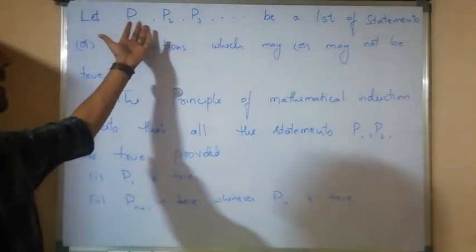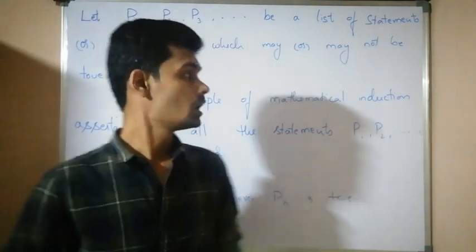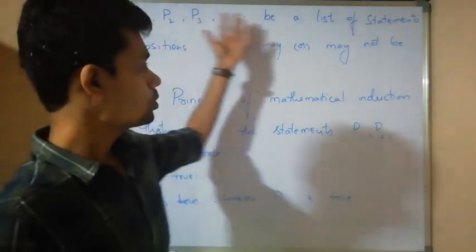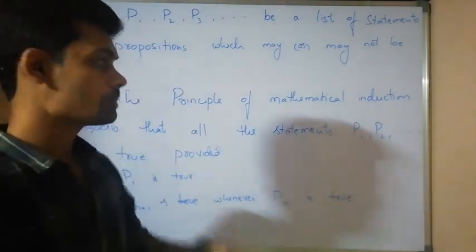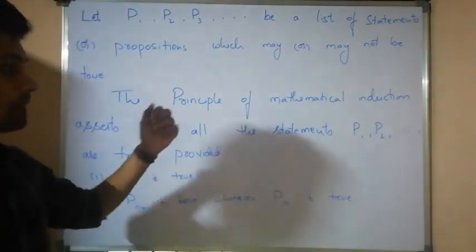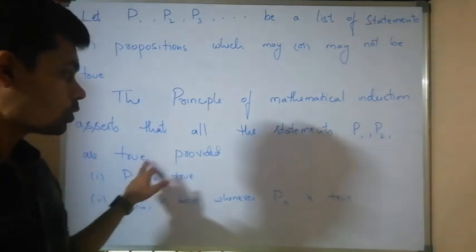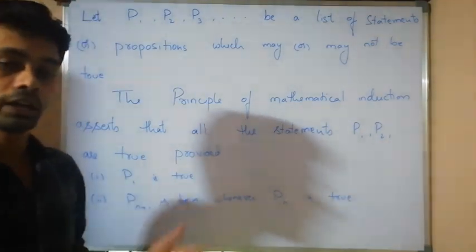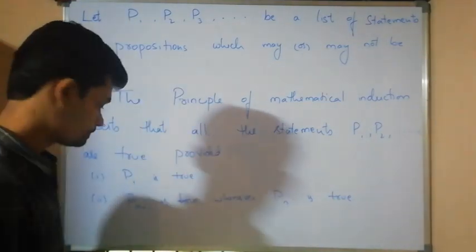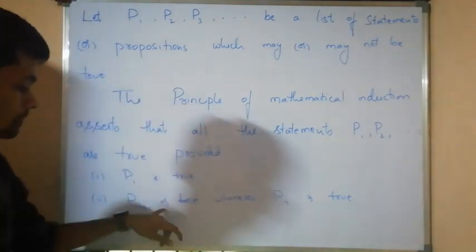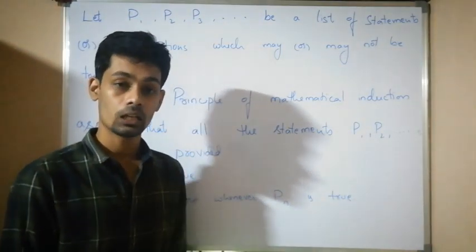What I did, I considered some list of statements or propositions which may be true, may not be true. Now, to prove whatever the statement is, we can use the principle of mathematical induction. It says that the statements are true provided they satisfy the following conditions: if P1 is true, the first statement is true, and Pn plus 1 is true whenever Pn is true. This is the principle of mathematical induction.